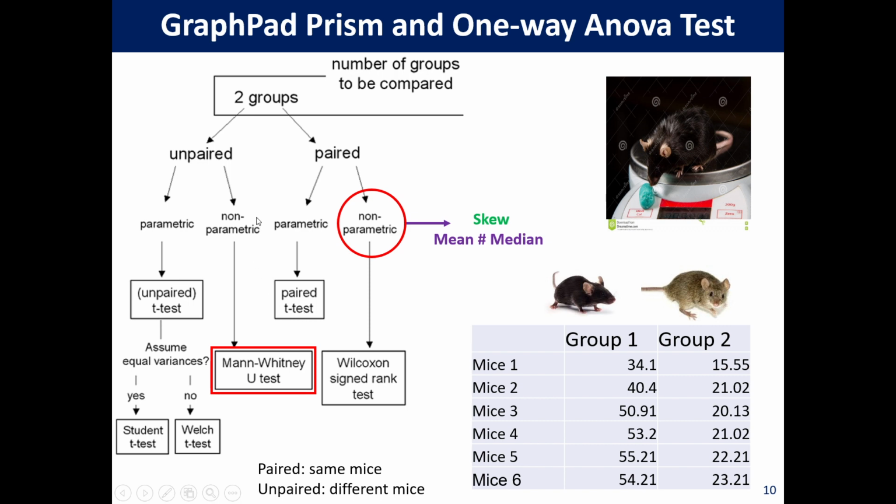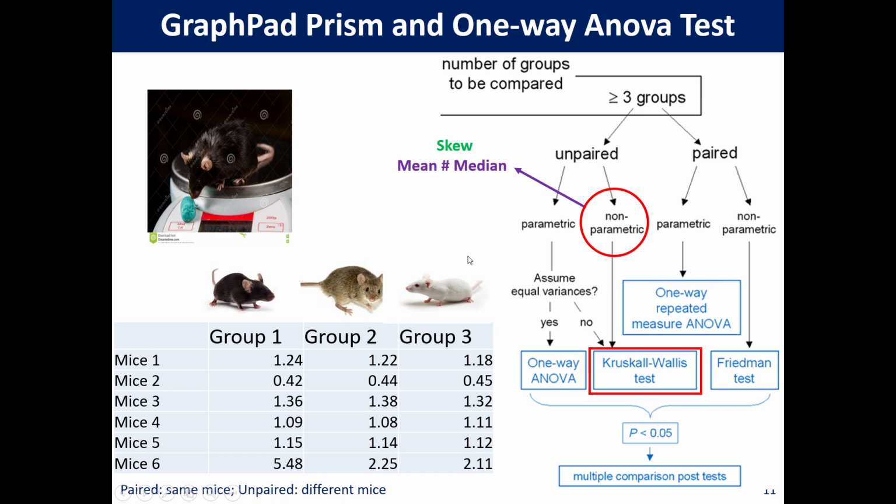But in case your data is skewed, meaning the mean is different from the median, we call it non-parametric. For unpaired groups we use the Mann-Whitney test, but for paired groups we use the Wilcoxon signed-rank test. Similarly, if you have three groups, group 1, group 2, group 3, with different mice, in case your data is normally distributed, called parametric, we can use one-way ANOVA.